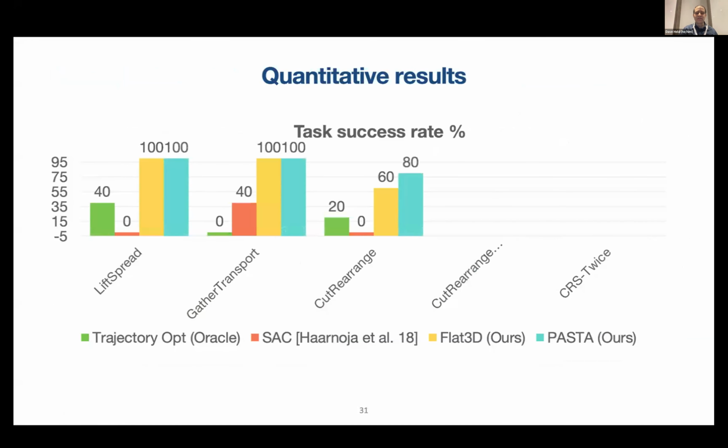Okay, so using this new approach that we call PASTA, we're able to achieve very good performance in the previous tasks, but now we're also able to achieve these longer horizon tasks that require planning over sets of entities and involve an even longer horizon sequence of actions.